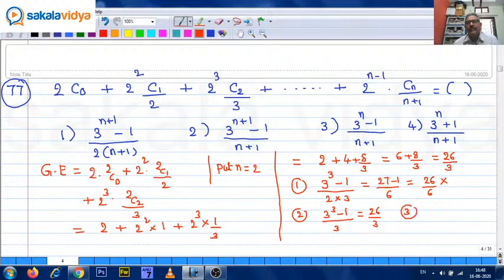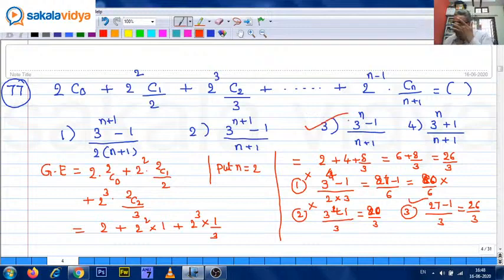Third option also let us try. 3 cube, sorry, this is 3 power 4. This also you will be getting 3 power 4, 81 minus 1, 80 by 6, that means 80 by 3. So first option and the second option are deleted. Third option, 3 cube, 27 minus 1, 2 plus 1, 3, 26 by 3. That means third option is the right option.